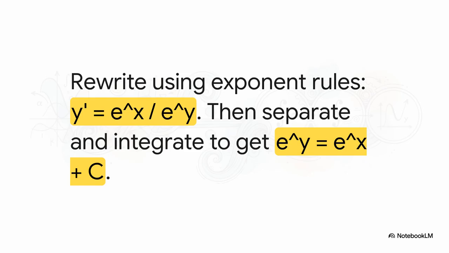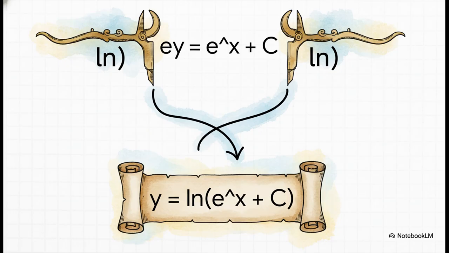We can easily separate it into e to the y dy equals e to the x dx. Integrating both sides is a piece of cake, which gives us e to the y equals e to the x plus c. And to finish this one off, we just need to get y by itself. We can do that by taking the natural log of both sides. And there you go. Our final explicit solution is y equals the natural log of e to the x plus c.